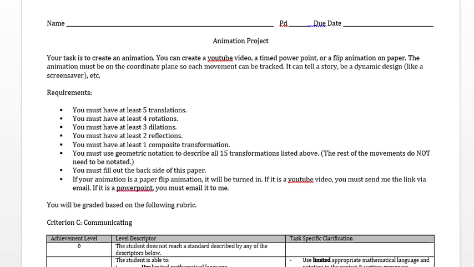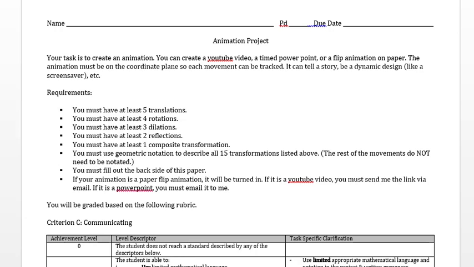The requirements are that on the coordinate plane, with whatever images are moving around, you must have 5 translations, 4 rotations, 3 dilations, and 2 reflections, and then 1 composite transformation. This is bare minimum. You have to use geometric notation to describe all 15 transformations listed above. The rest of the movements do not need to be notated. So there are more than likely going to be way more than 15 transformations in their animation, but just the 15 need to be notated.